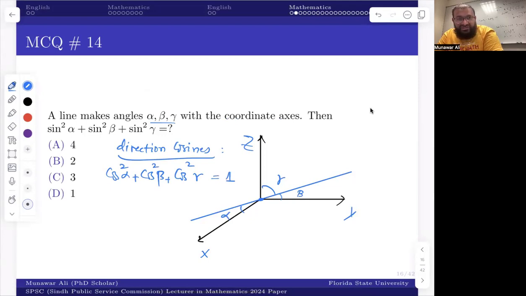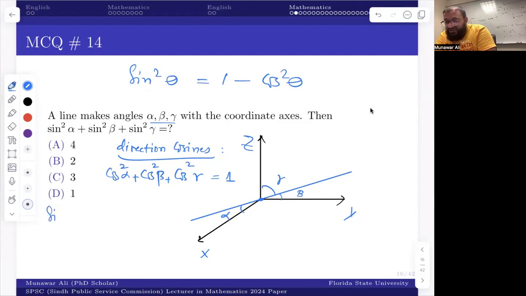If you take the direction cosines of this line, it means the cosine of the angle alpha. And what is angle alpha? Alpha is the angle which this line makes with the x-axis, beta with the y-axis, gamma with the z-axis. You take their cosines, you square them, you sum them all, the answer should be 1. From this, you can easily deduce the value of sine square alpha plus sine square beta plus sine square gamma. You know very well we can use the relationship sine square theta equals 1 minus cosine square theta. This comes from the Pythagorean relationship.